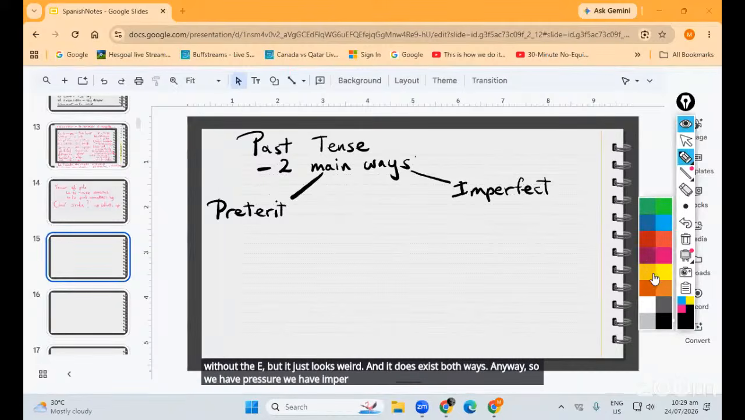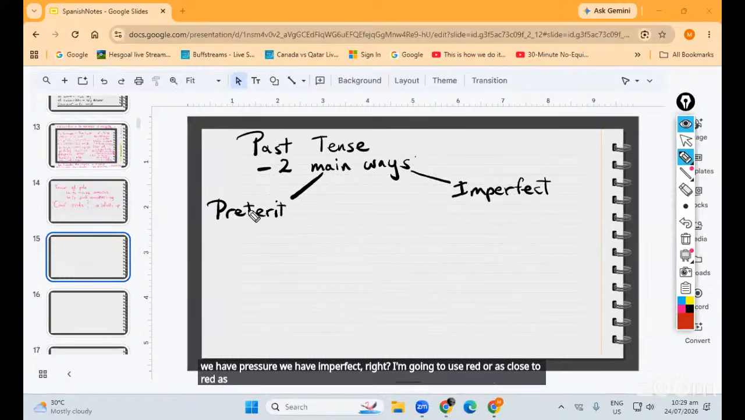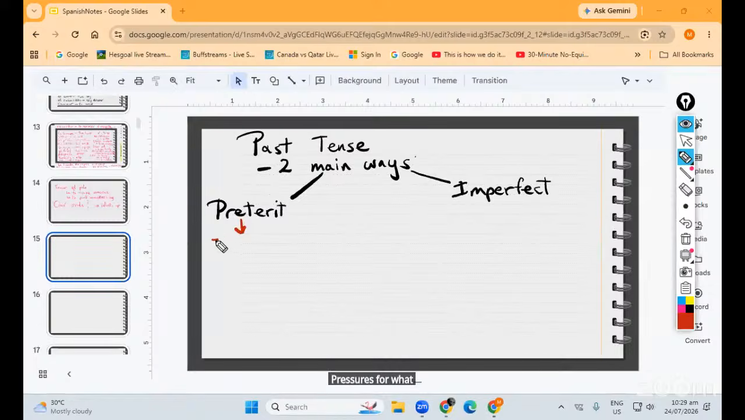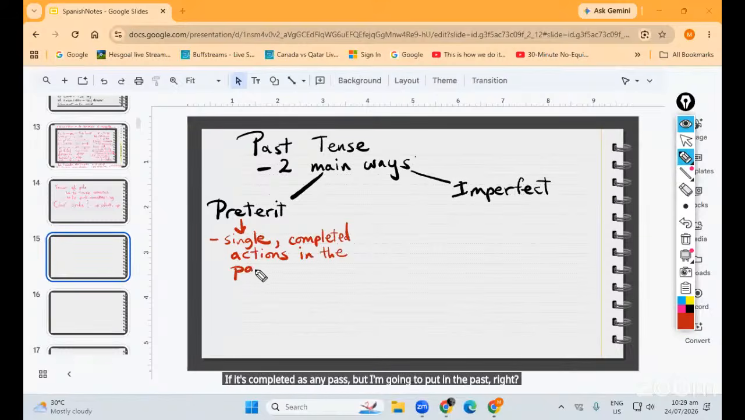I'm going to use red or as close to red as I could get for preterite. Preterite is for what? Single completed actions. If it's completed, it's in the past, but I'm going to put in the past, right? Single completed actions in the past. I'm also going to put here interrupting actions.